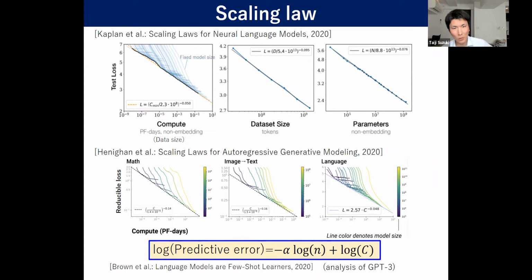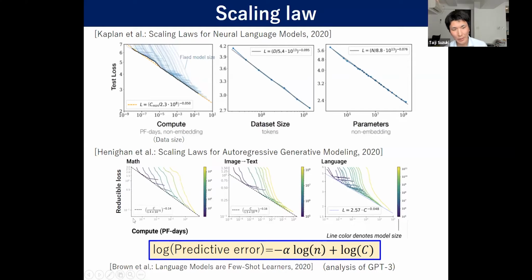Maybe you know the scaling law. Today we have huge language models such as GPT-3 and BART. For those models we observe this kind of scaling law. The horizontal axis is basically the number of data points, the training data size. More precisely, the log of the training size is on the horizontal axis. The vertical axis is the log of the predictive error.